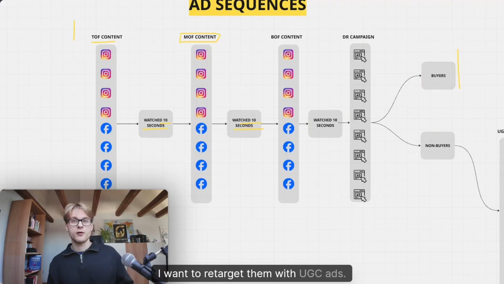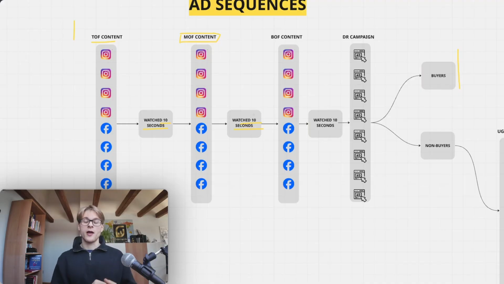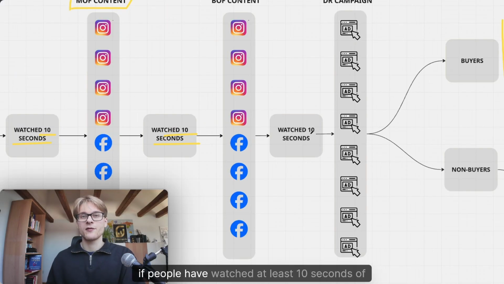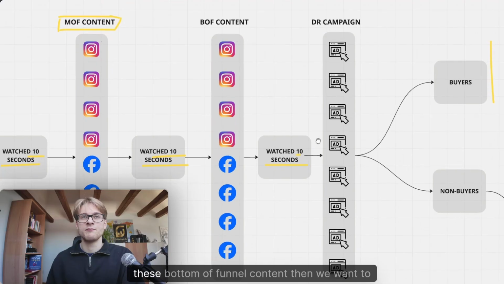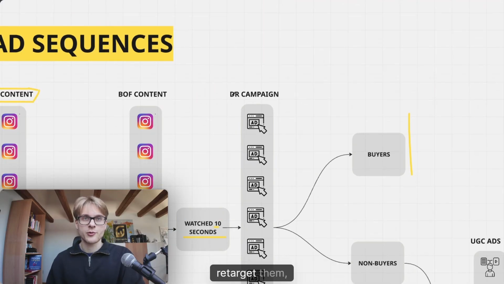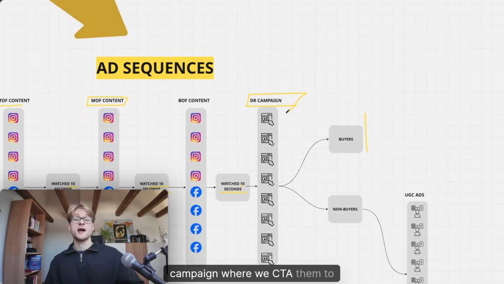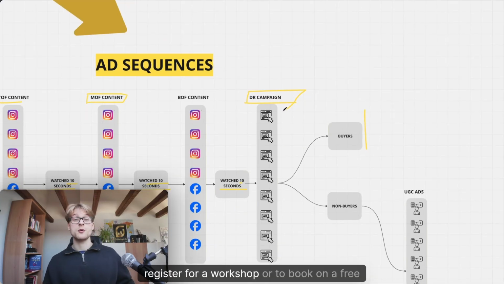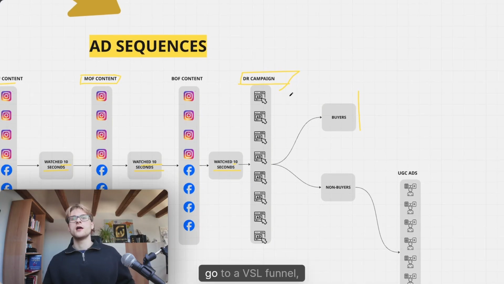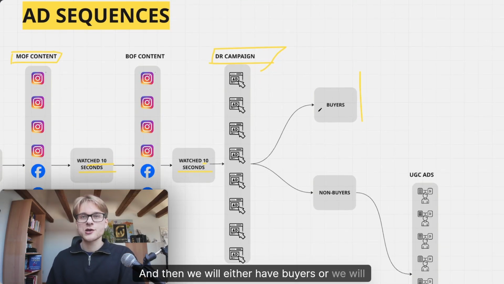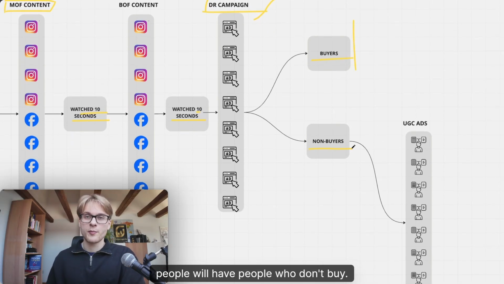I want to retarget them with UGC ads, which we're going to talk about in just a second. And then if people have watched at least 10 seconds of this bottom of funnel content, then we want to target them directly with the direct response campaign, where we CTA them to register for a workshop or to book in a free strategy call, go to a BSL funnel, watch a free training. And then we will either have buyers or we will have people who don't buy.